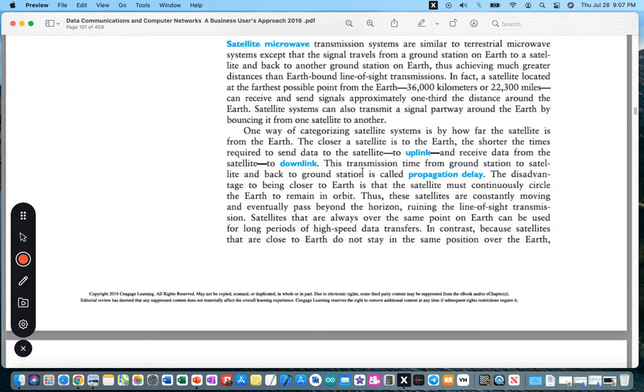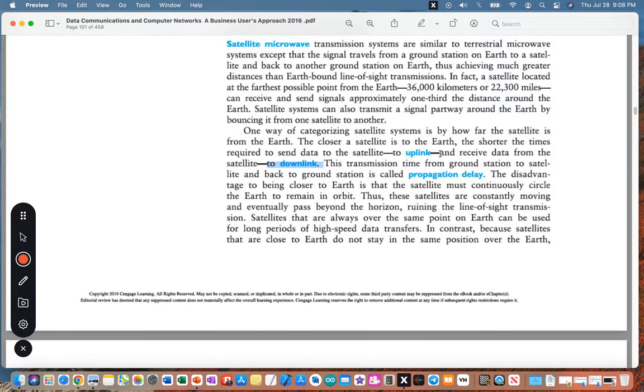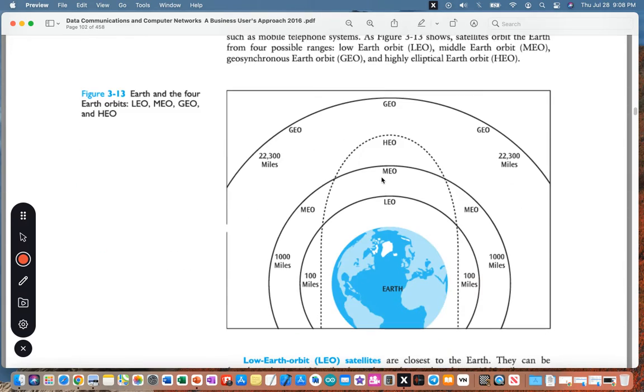The satellite has something called the uplink and the downlink, right? Downlink is from the satellite, and uplink is to the satellite, right? And the propagation delay, and all these concepts.